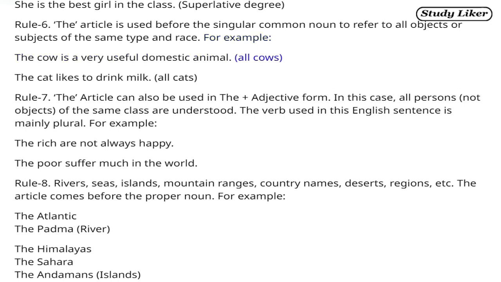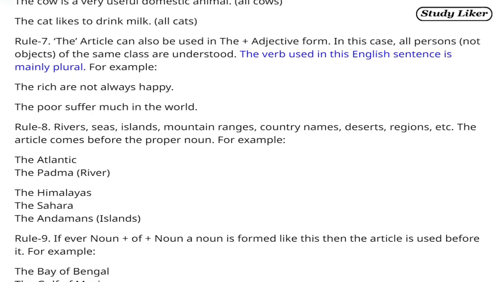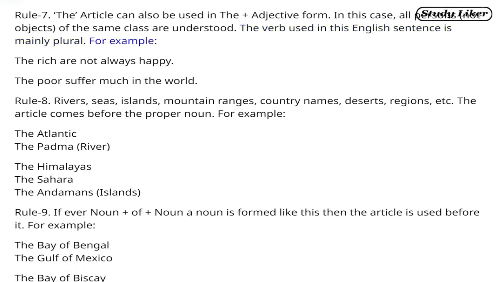All cows. The cat likes to drink milk. All cats. Rule 7. The article can also be used in the plus adjective form. In this case, all persons, not objects, of the same class are understood. The verb used in this English sentence is mainly plural. For example, the rich are not always happy. The poor suffer much in the world.